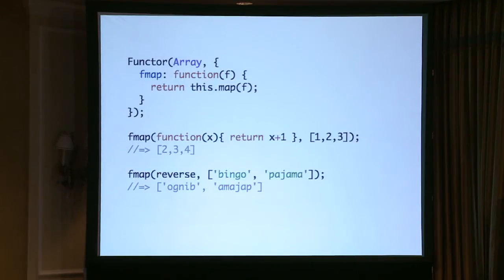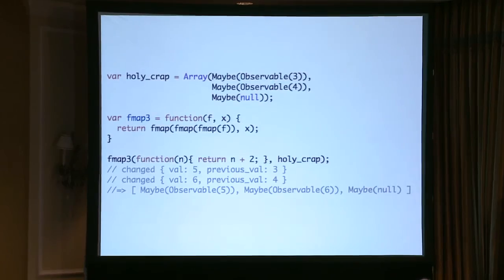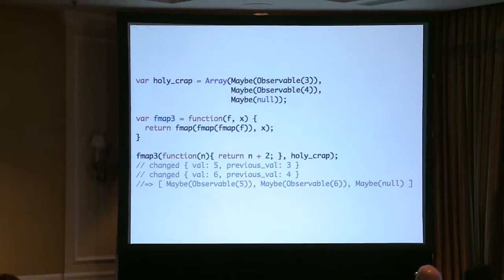Array is a functor in the most obvious way. Its fmap is just map, and that's not a coincidence that they're close in name. And you've just got a box of a bunch of items. We'll run the function for everything in the box and box it right back up. So I'm sure a lot of you are familiar with map. I love map. Do you guys love map? It's the best.